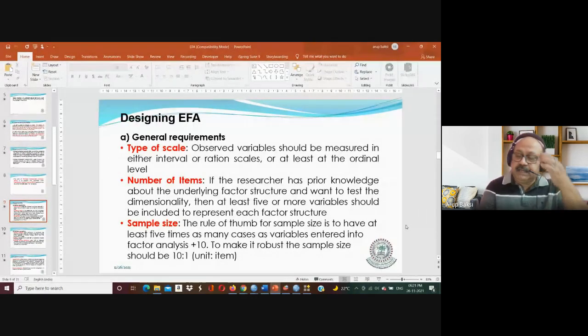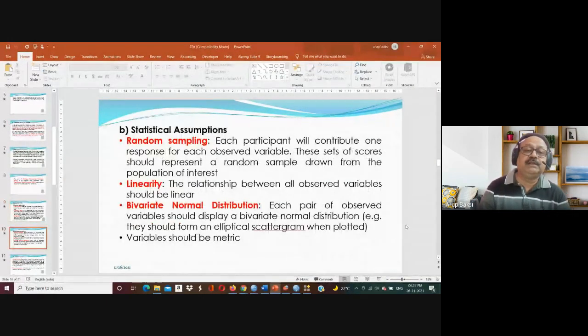I have used the term item because when you are constructing a scale, the unit of the scale is basically what we are calling an item, because item generation is the very preliminary activity for constructing a particular scale. So the number of items will determine what your sample size will be. The normal convention is that for every item you require 10 respondents.